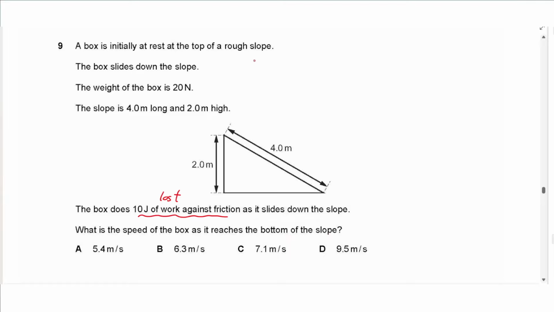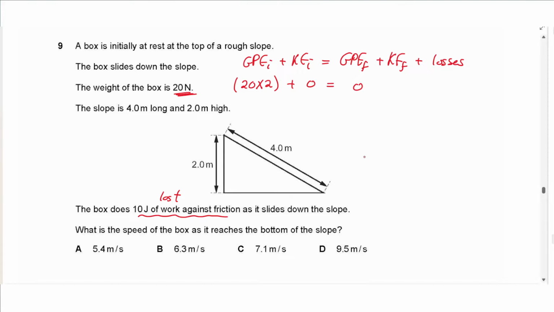So we can use the equation for conservation of energy. The initial gravitational potential energy plus the initial kinetic energy is equal to the final gravitational potential energy plus the final kinetic energy plus losses or wasted energy. So substituting the numbers here, mgh for the initial gravitational potential energy, we have mg as 20 times the height 2, plus the original kinetic energy was 0 because it was at rest. The final gravitational potential energy is 0 because there is no height at the bottom. The final kinetic energy, we have half times the mass, which is the weight divided by 9.8, times the speed squared, plus the losses, which was 10 joules.